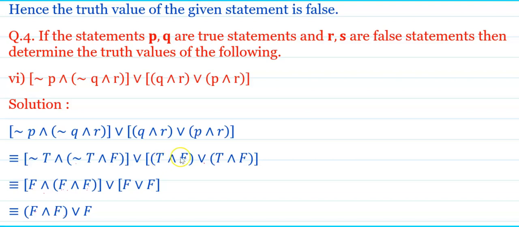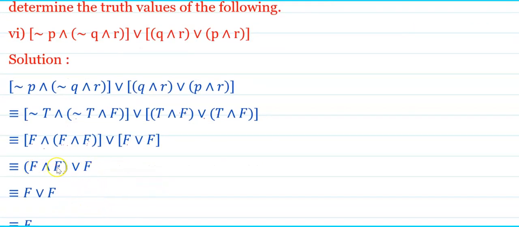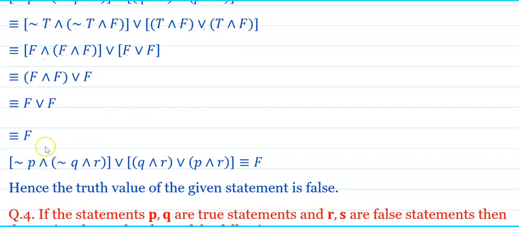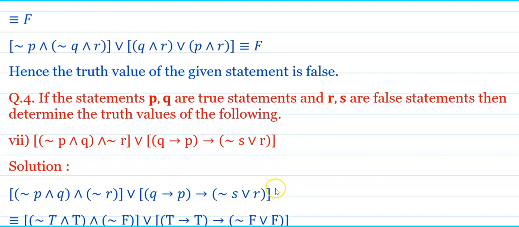What about here? T and F is again the F. T and F is again F here. See this here, F or F, we get again the F. F and F, F. F or F, we get the F. And overall, the truth value of the given statement is false.